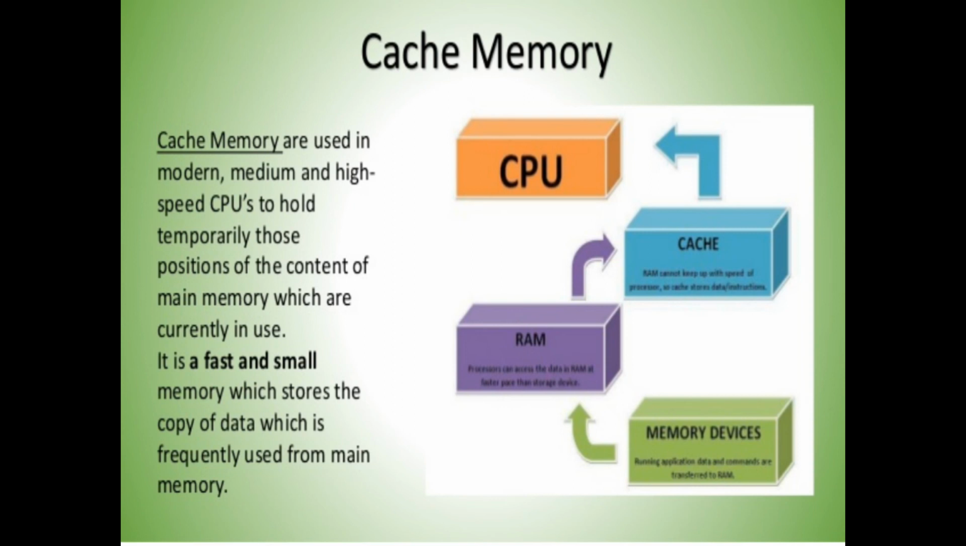Cache memory is used in modern medium and high-speed CPUs to temporarily hold those portions of the content of the main memory which are currently in use. It is a fast and small memory which stores a copy of data which is frequently used from the main memory. So cache is a semiconductor type of memory which stores the data which is currently being executed.